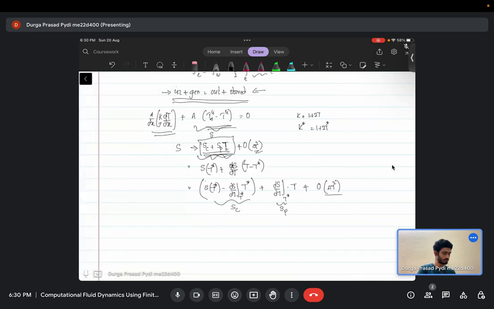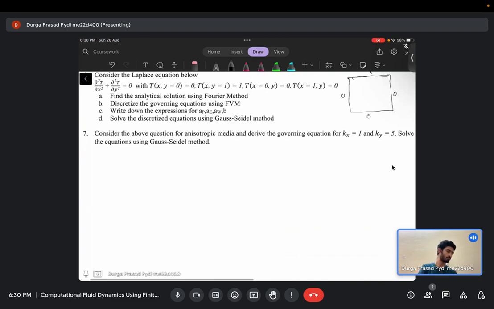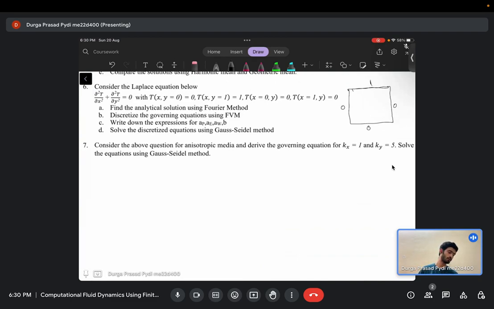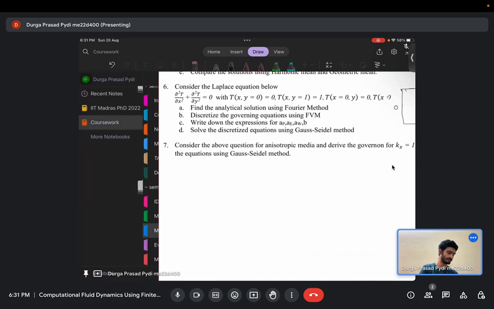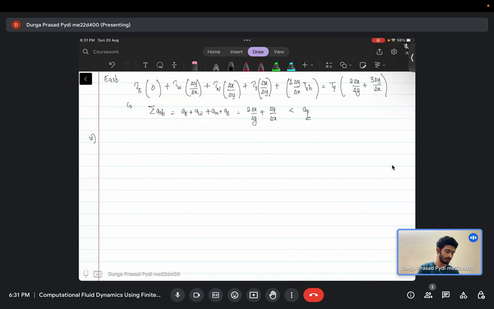Let's go to the last question. The last question asks you to solve the same problem, but instead it is told that your material is an anisotropic medium. So essentially you have different values of kx and ky. So your governing equation now will be, suppose you have an orthotropic material, so this is your governing equation. And your boundary conditions remain the same, so it should be fairly straightforward.